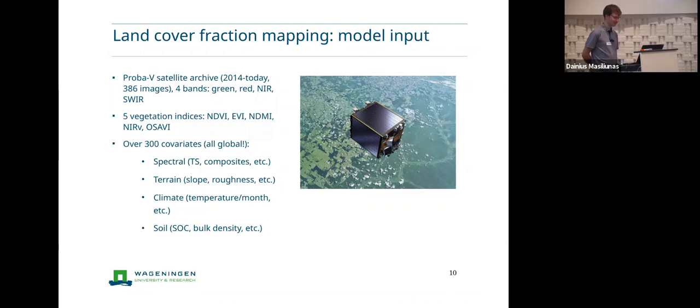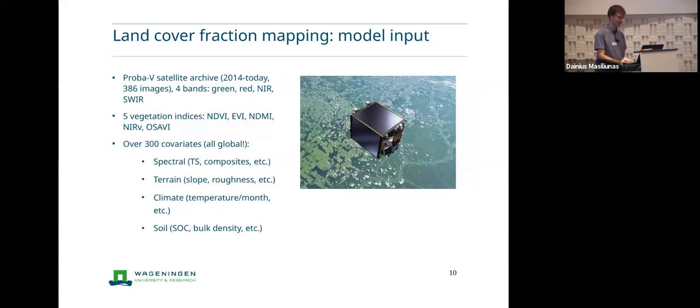Okay, great. So as I was mentioning, this is the ProbaV satellite. This is what we're generally using for our input for the time series. It has four bands: green, red, near infrared, and shortwave infrared. It's a very tiny CubeSat, it's like this size, not really big. It's much smaller than what you would expect from things like Landsat and Sentinel-2.